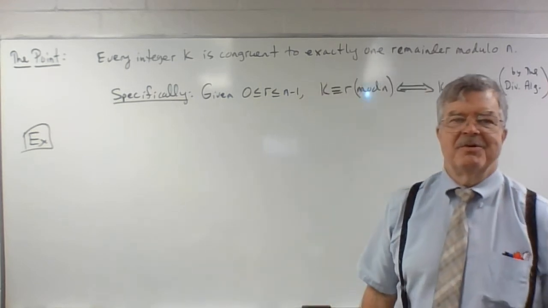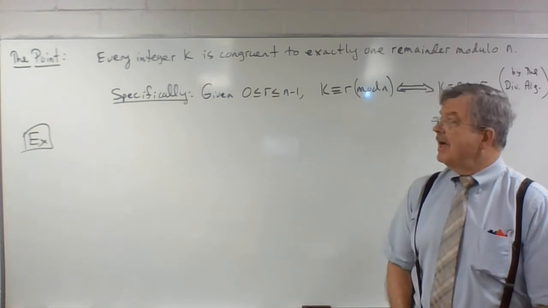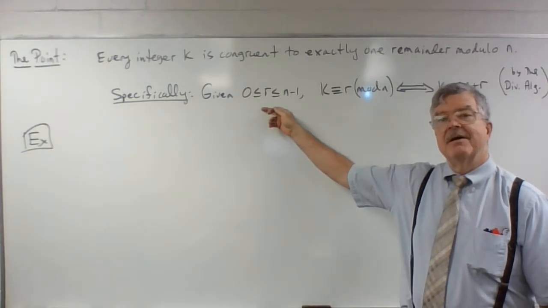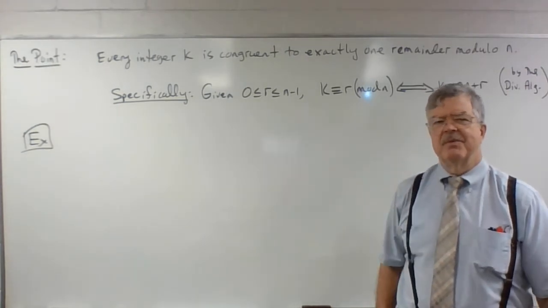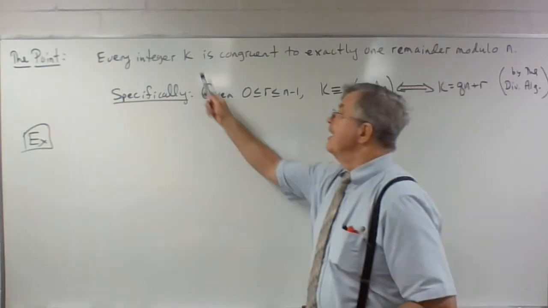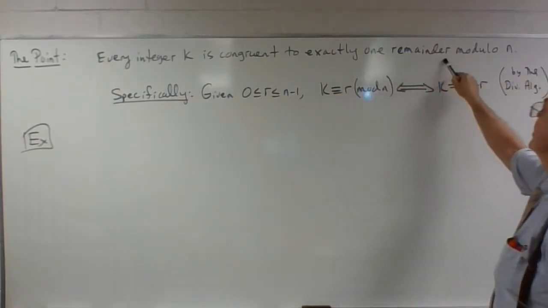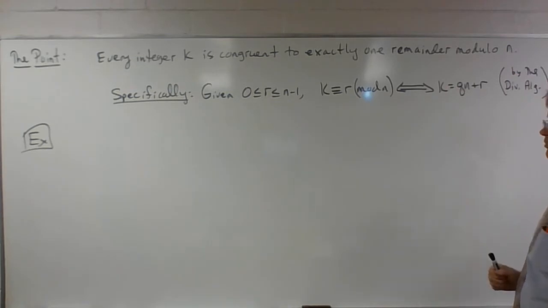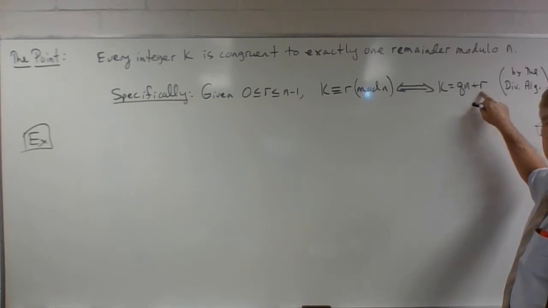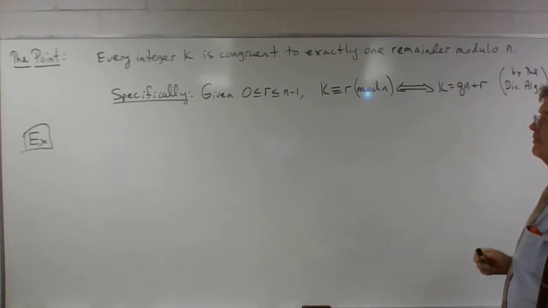Hey everyone, and welcome to our second installment of lecture number 4 on congruences. And we had just come up with a major result when we were talking about congruences last time. And here's the point. Every integer k is congruent to exactly one remainder modulo n. And that remainder is the remainder that we get when we divide k by n using the division algorithm.